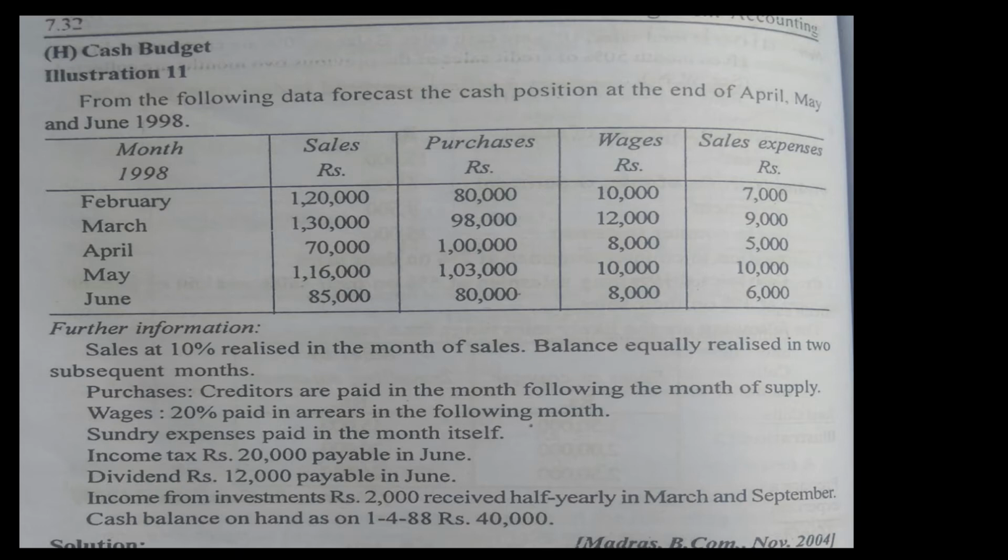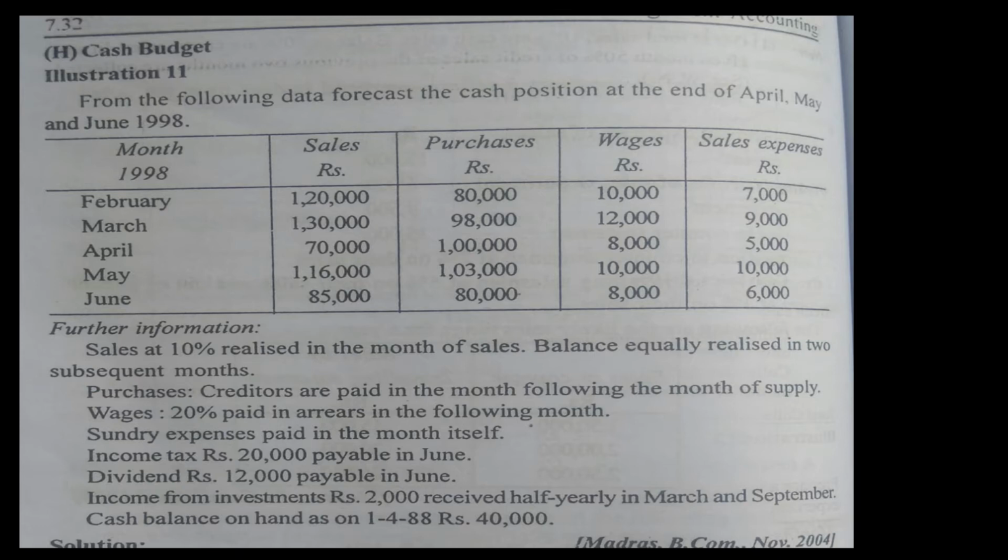Then income from investment, 2,000, is received half yearly in March and September, which means we are doing only April, May, June, nothing to do with March and September. So we'll totally ignore that income from investment. Then the cash balance: the opening balance of cash is 40,000 for the month of April, given here. Now we'll go through the sum.